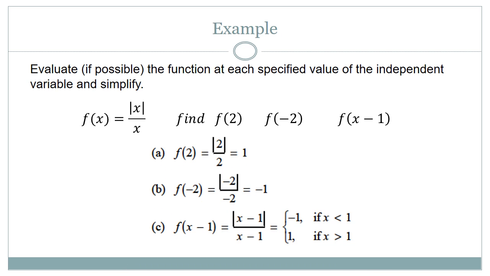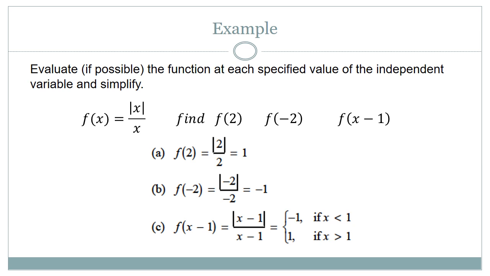So f of 2 is going to be the absolute value of 2 over 2, which is 1. F of negative 2 is the absolute value of negative 2 over negative 2, which is negative 1. And then f of x minus 1 is the absolute value of x minus 1 over x minus 1.